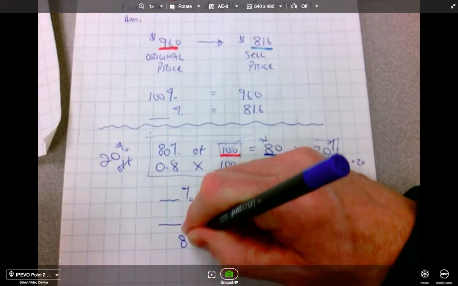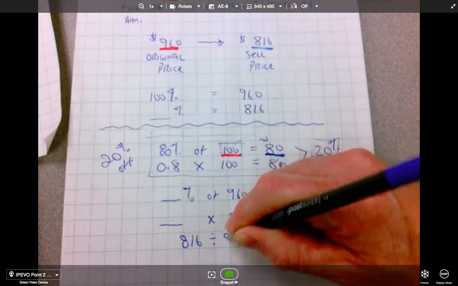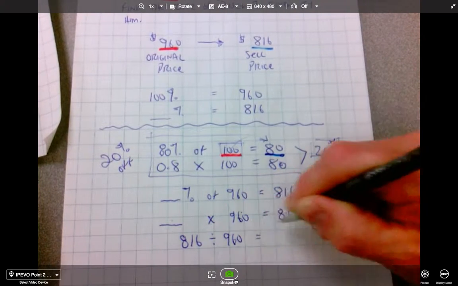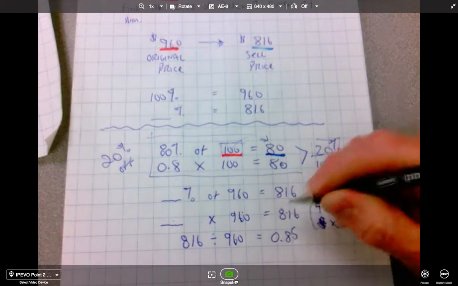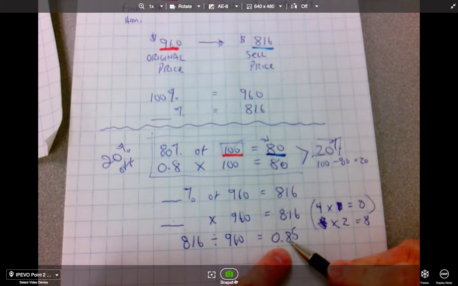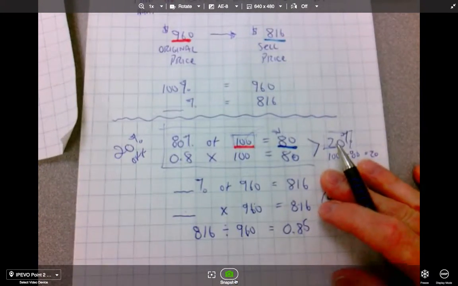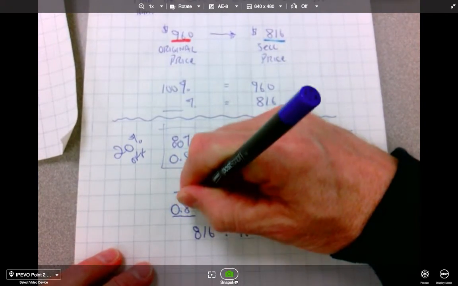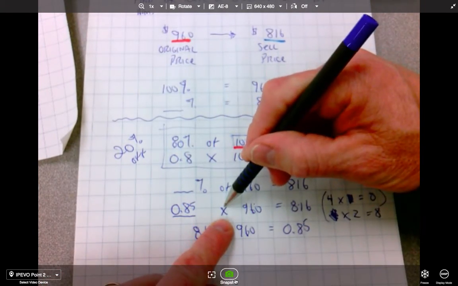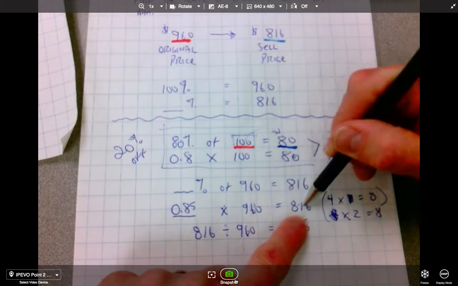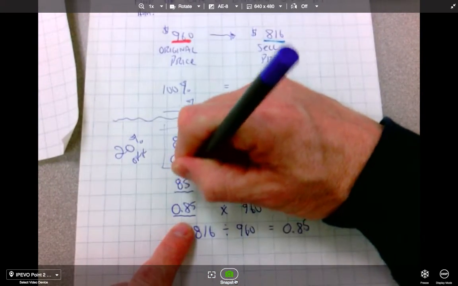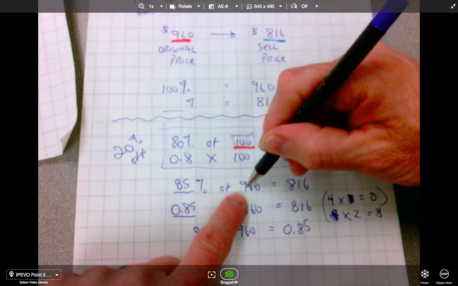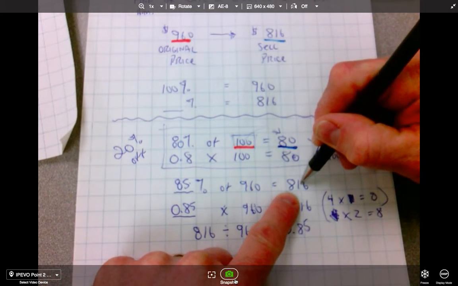So 816 divided by 960 will give me, and I punch it into my calculator, and I get 0.85. So that means that 0.85 times 960 is 816. That means that 85% of 960 is 816.